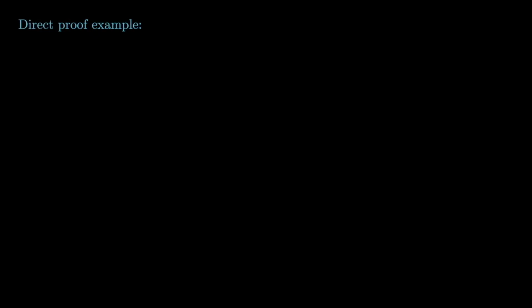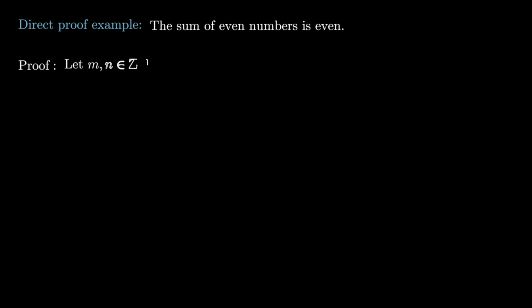First example of a direct proof. Remember that a direct proof is starting with premises and just working forward from there to obtain the conclusion. Let's try to prove that the sum of even numbers is even. Let m and n be even integers.